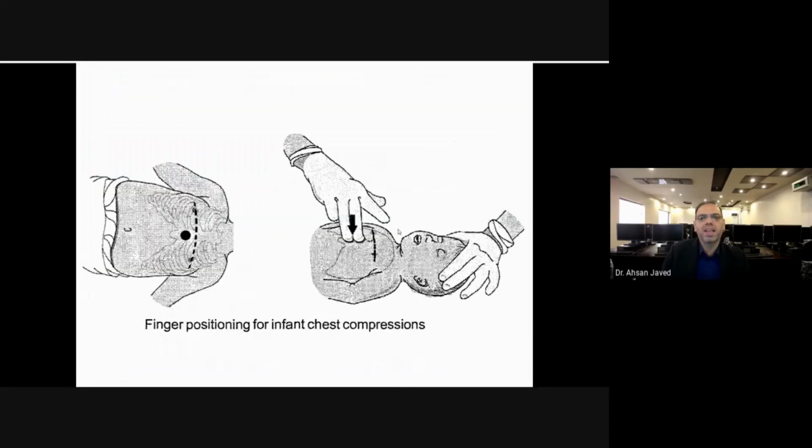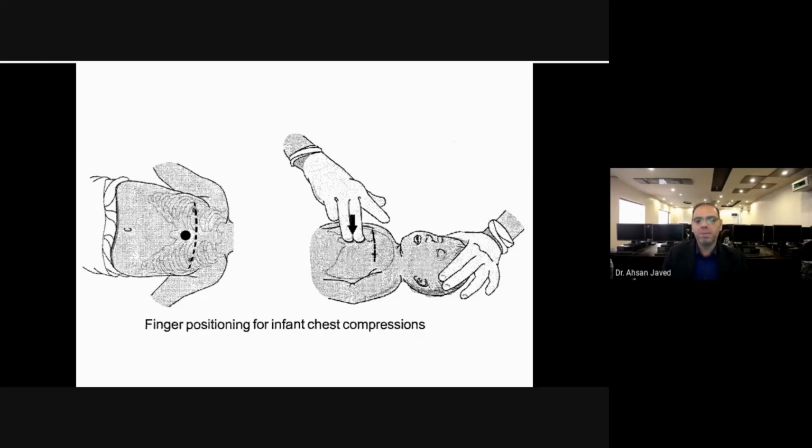So the compression count can be 1001, 1002, 1003, and so on, up to 1020. And then you give the rescue breaths and then restart the process.